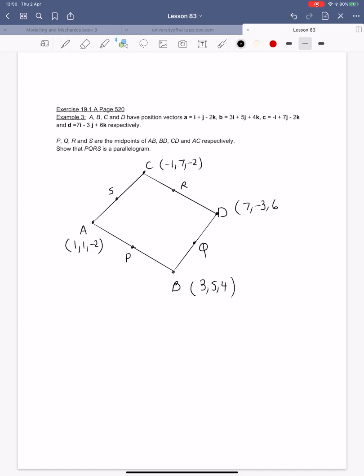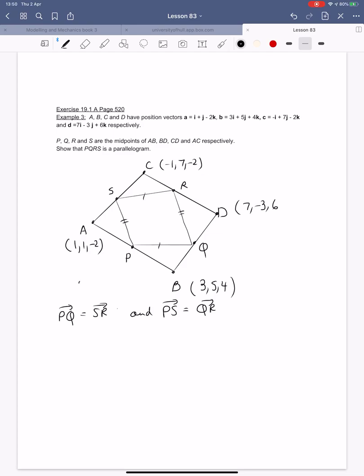Show that PQRS is a parallelogram. Well, I haven't drawn it in any way to scale, but we've got to use the numbers. So it's not quite a parallelogram the way I've drawn it, but we'll see that it is. So if it's a parallelogram, then PQ will be equal to SR, and PS will be equal to QR. So that one will be equal to that one, and those two will be equal.